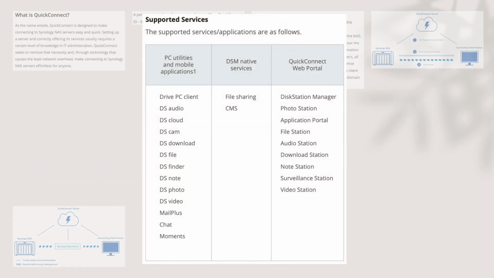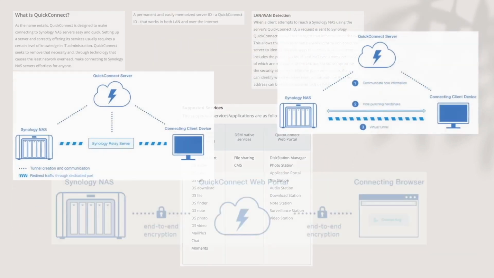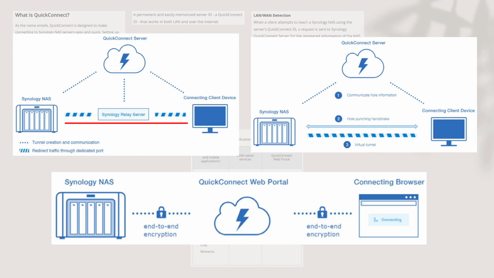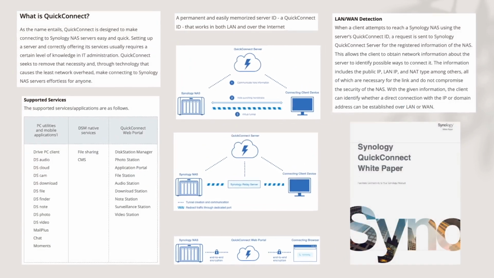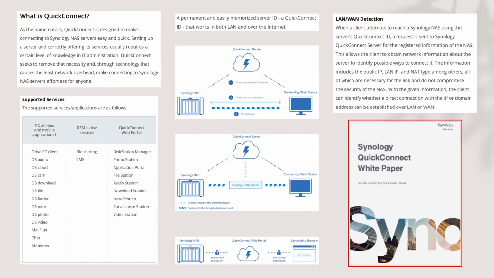QuickConnect provides access to specific Synology NAS mobile and desktop clients like Synology Drive Client and DS Note, browser access to various applications like Disk Station Manager and File Station, as well as the DSM service file sharing. QuickConnect provides end-to-end encryption over the virtual tunnels that are established, ensuring security. And while you do need to register your NAS with Synology to take advantage of QuickConnect, and QuickConnect servers are used to establish and relay connections, Synology does safeguard the information you provide both digitally and physically at their data centers. To learn more about QuickConnect, I'll leave a link in the description below to the Synology QuickConnect white paper.